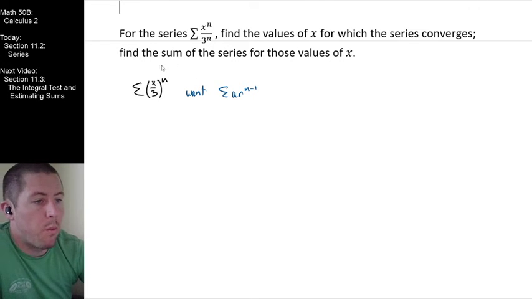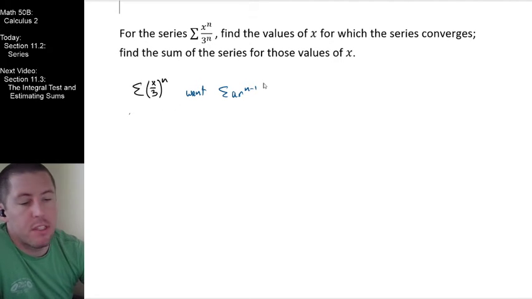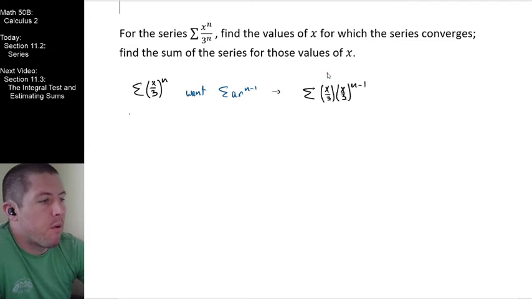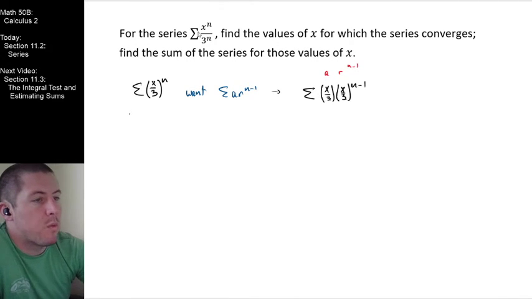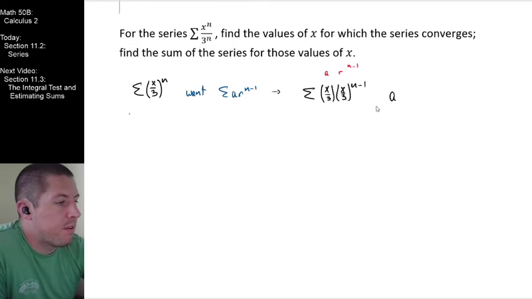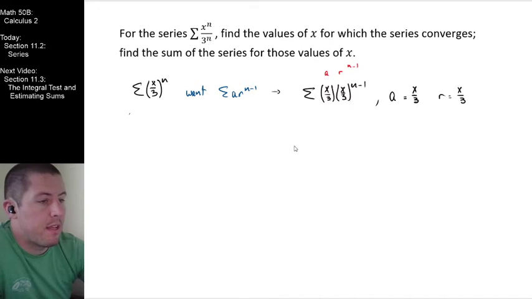So right now my a term is 1, but my power is n, which is no good. So I'm going to go ahead and pick off one of the x over 3's to reduce that power down to being n minus 1. So I'm going to get x over 3 times x over 3 to the n minus 1. This now does fit that form of a r to the n minus 1. So the claim now would be that this is going to have an a value of x over 3 and an r value also of x over 3. Those are the same term right there.